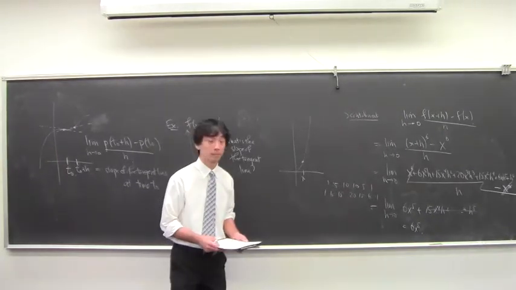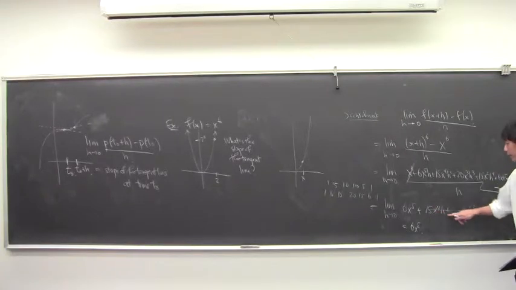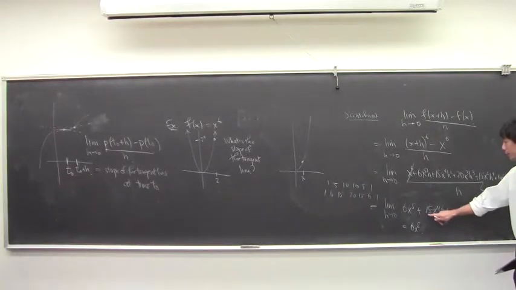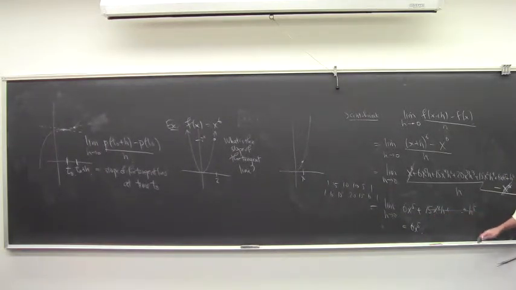And how do they vanish? Well, because h is going to 0. These guys all involve h. So it's 15x to the 4th times h. As h goes to 0, that dies. This guy, it's going to be h to the 5th. As h goes to 0, that dies.